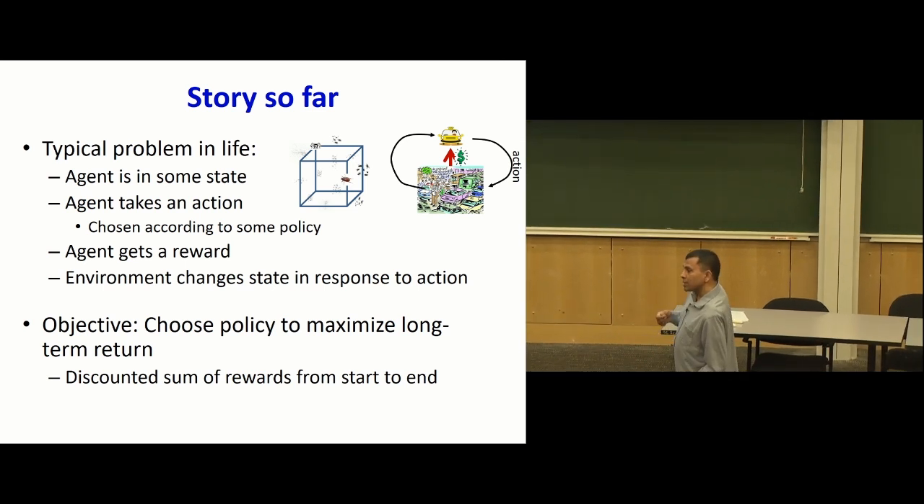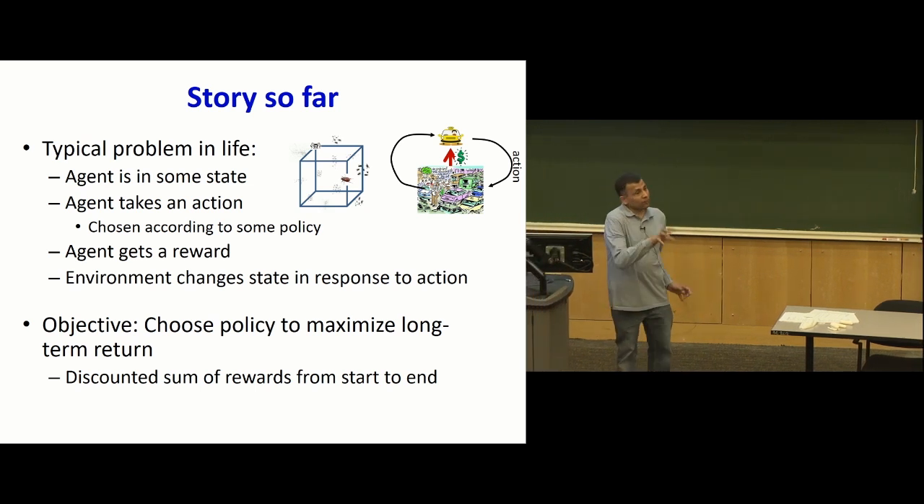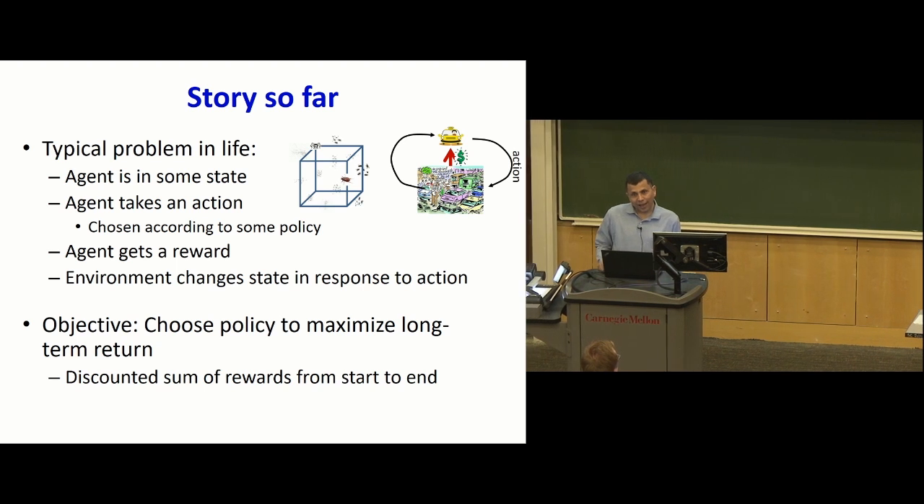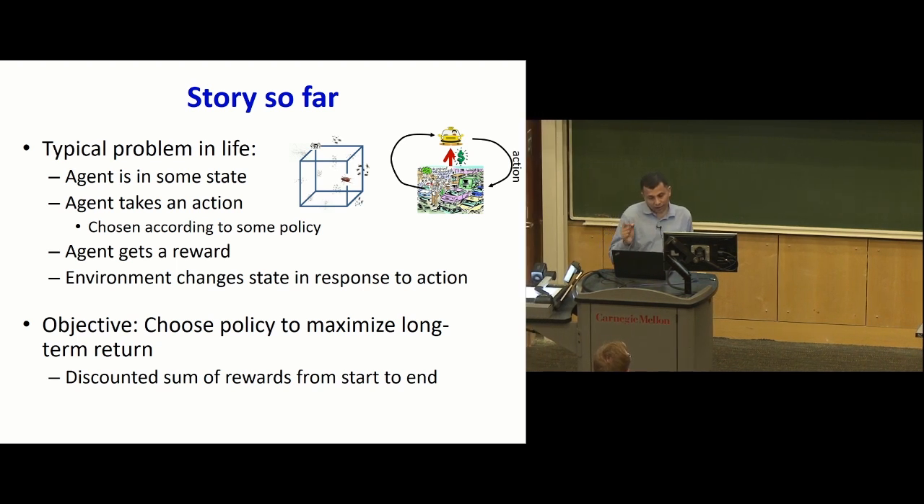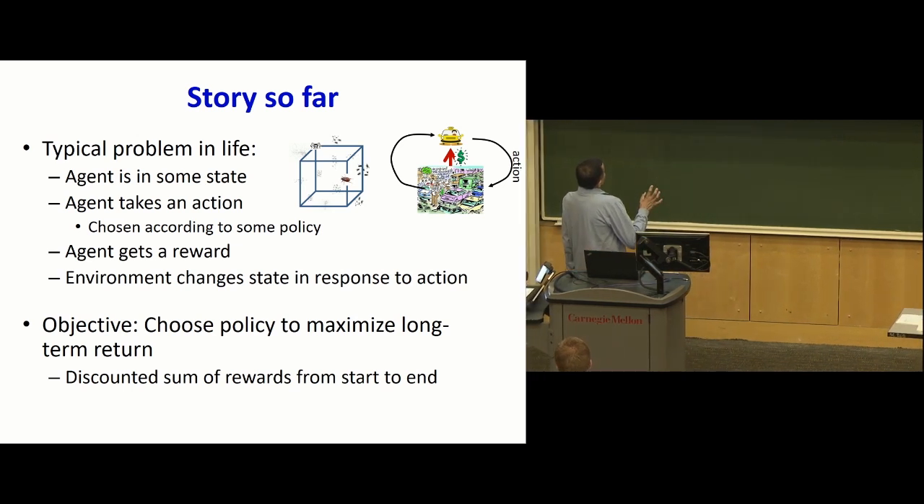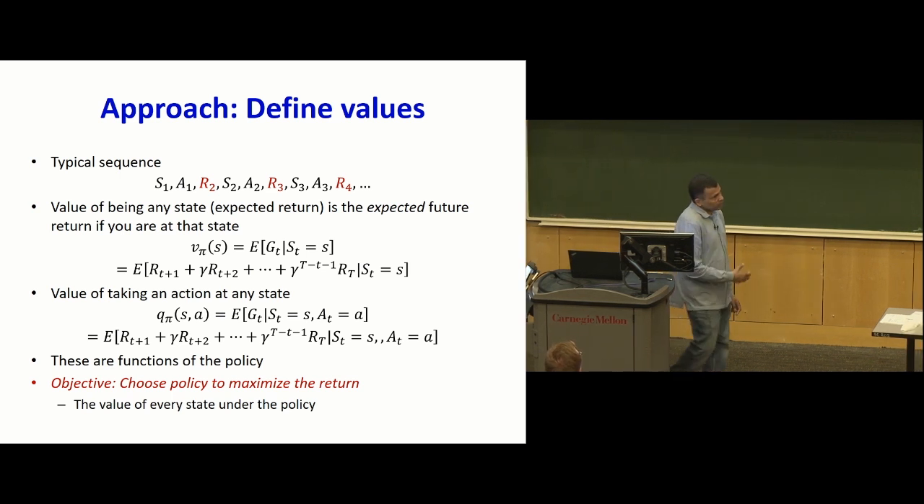But as a consequence of the agent's actions, the environment changes. All the swarms of flies are going to move. They're going to go to different places. And so the environment changes its state in response to the action. And our objective is to choose a policy to maximize the long-term return given how the environment actually changes its state in response to the action. So here's how we did it. We defined values.